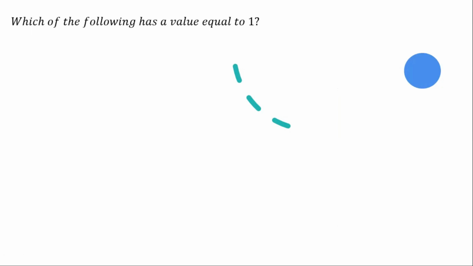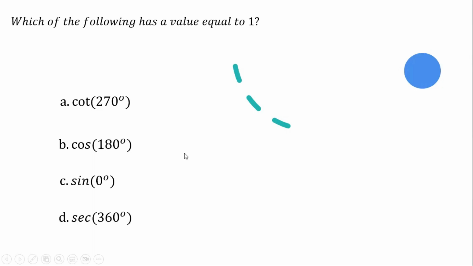Which of the following has a value equal to 1? Letter A, cotangent 270 degrees. B, cosine 180 degrees. C, sine of 0. And D, secant of 360. So let's investigate each choice. For letter A, cotangent of 270 degrees is equivalent to 0.